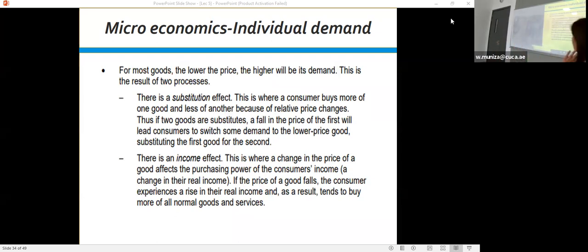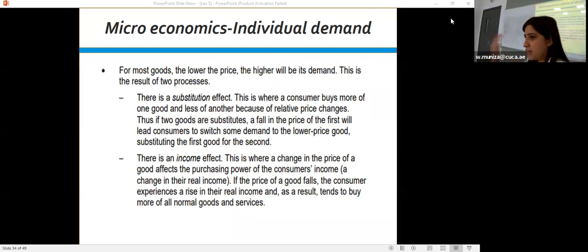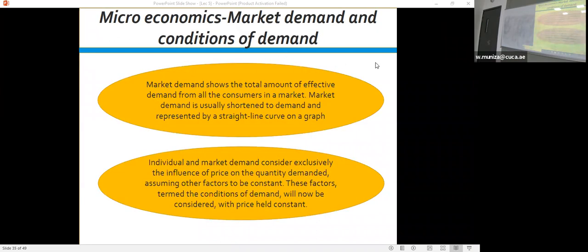Got it? So there are two effects for most goods. The lower the price, the higher will be its demand. This is the result of two processes. So why do we say that when the prices are getting lower, the demand increases? In the case of substitutes, when we are lowering the prices, we are going to see an increase in the demand. On the other hand, there is an income effect as well. When the prices decrease, we feel that there is an increase in our income, but in reality it is not so. So we buy more of the goods and services and our demand is going to increase. Clear? So my dear students, you should be clear about the meaning of the substitution effect and income effect. What are these? These can come in the exam.